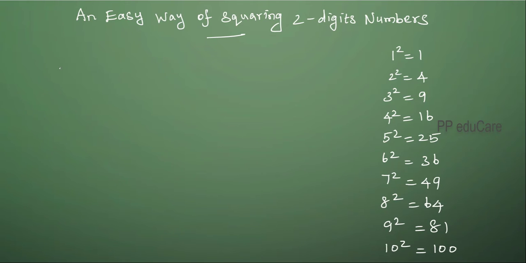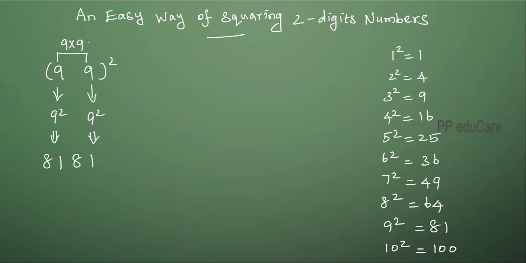Take a number, say 99. How to find 99 squared in an easiest way instead of using the usual way? Firstly, find the square value of each digit. Here 9 squared is 81 and this digit 9 squared is again 81, and then multiply the two digits, 9 into 9, which is 81, and then find the value of 2 times 81. 2 times 81 is 162.